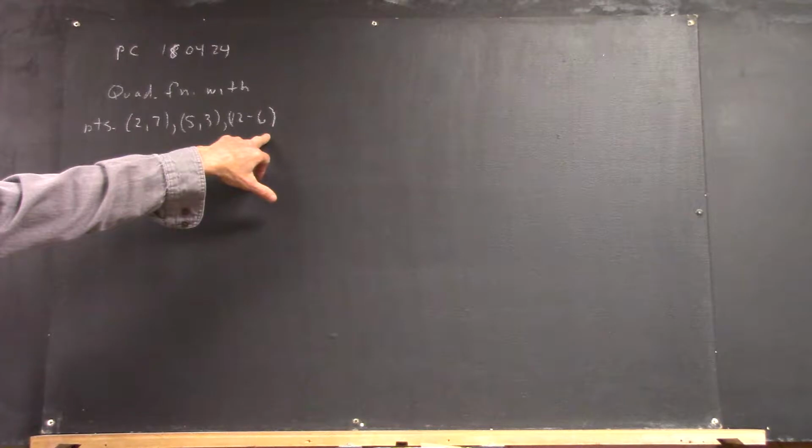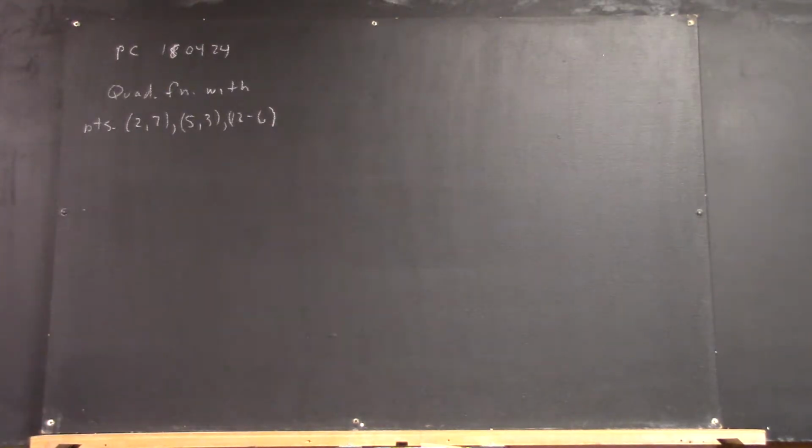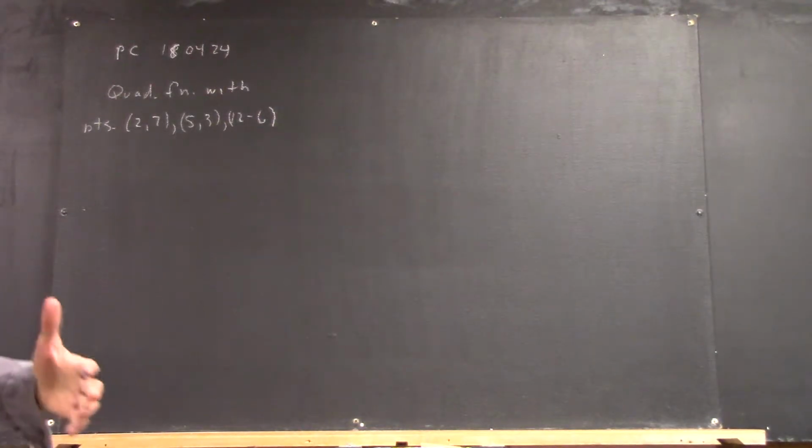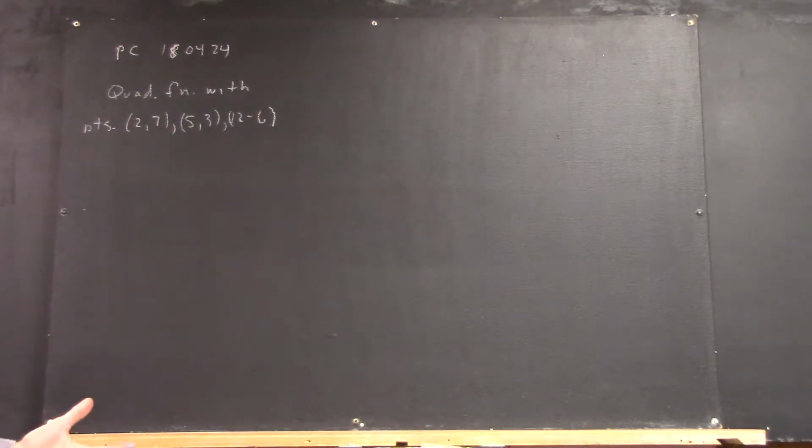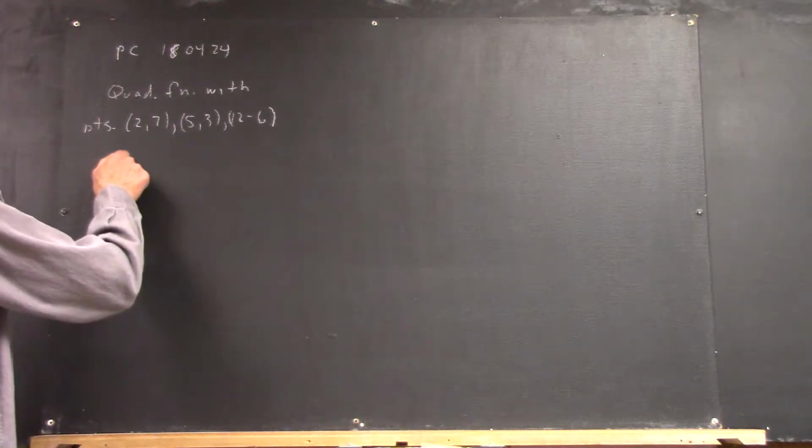How would you find a quadratic function with these 3 points? Plot them first. Plotting them is always a good thing, and you could estimate your solution by estimating your vertex and your vertical stretch, right? But how do you find it? It's one of the very first things we did in January.